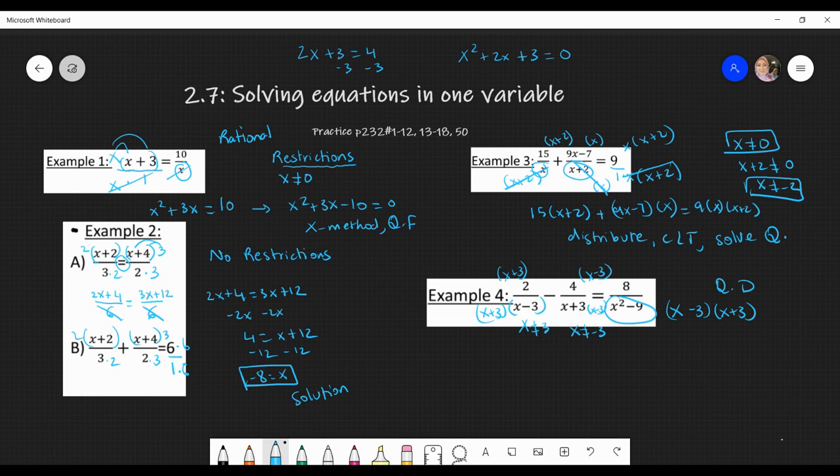Now that I have all of them and I put my restrictions, they're all the same. I delete them and I set up the numerators. This one we didn't multiply by anything because this is x squared minus 9. It has both the x minus 3 and the x plus 3. Now we distribute, we combine like terms, and solve.